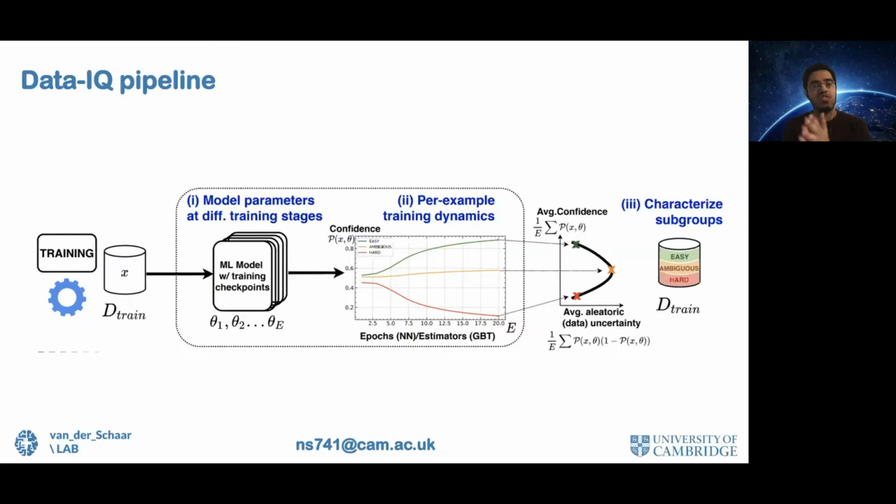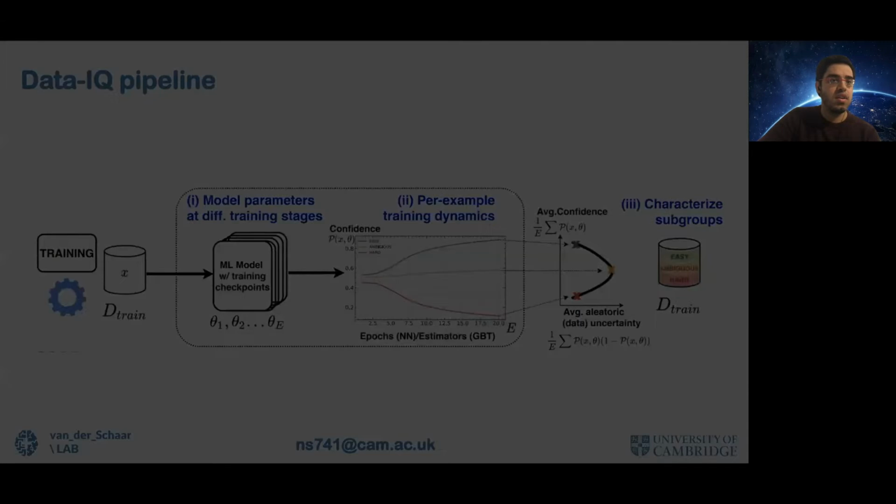And on the basis of this training dynamic, which you can see in the middle of the screen, we can then characterize our data in terms of the average confidence through training. But the big fundamental push from Data IQ is that we also want to model the aleatoric uncertainty, which measures the inherent uncertainty in the data, irrespective of the machine learning model. And on the basis of this, we can then get our 3 groups of easy, ambiguous, and hard. So let's dive into how that specifically is done.